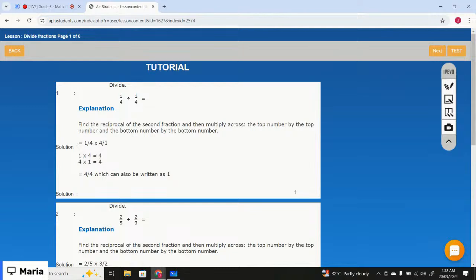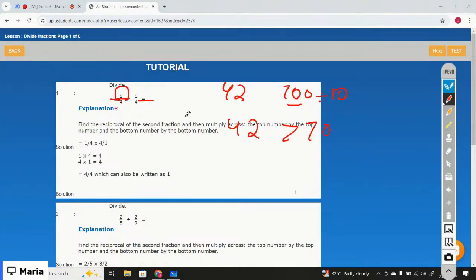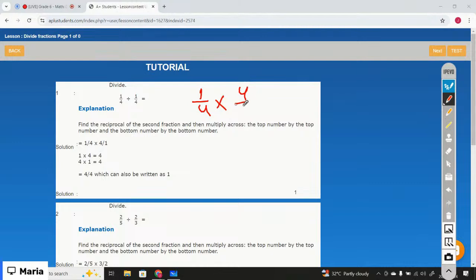1 over 4 divided by 1 over 4. Now you know how to take reciprocal, right? Now it would be very easy for you. 1 by 4, reciprocal the second term, that is 4 over 1. 4 and 4 cancel out, you are left with only 1.